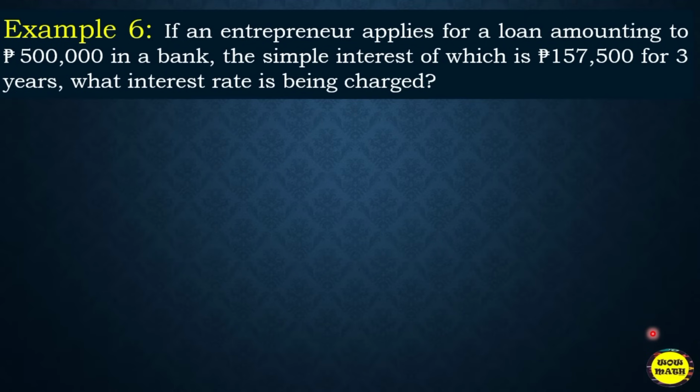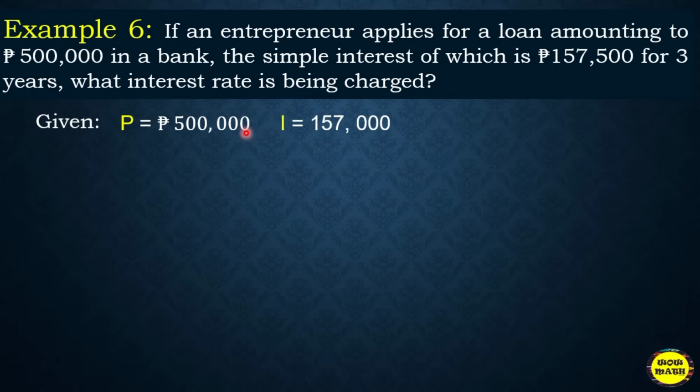For example, number 6, if an entrepreneur applies for a loan amounting to 500,000 in a bank, the simple interest of which is 157,500 for 3 years. So, what interest rate is being charged? So, ang hinahanap natin dito is yung R or yung rate. So, given the interest and then the principal amount. So, yung principal amount natin is 500,000 and then yung interest amount is 157,500 and that the given time is 3 years. So, kukunin natin yung rate.